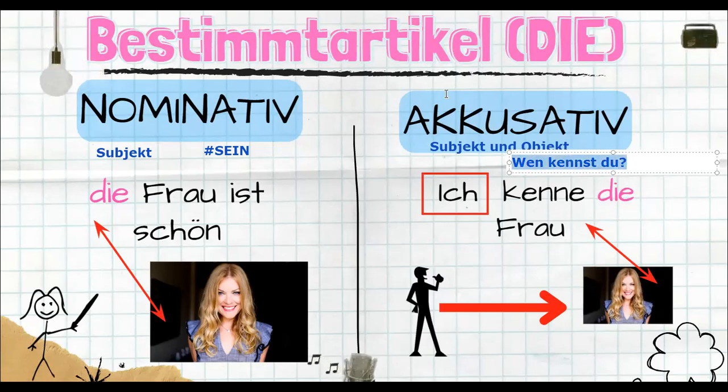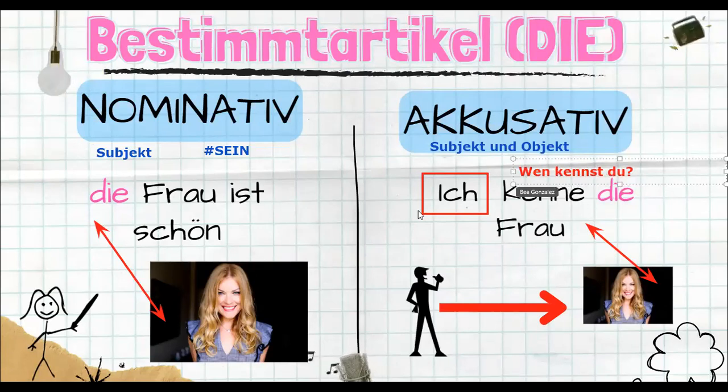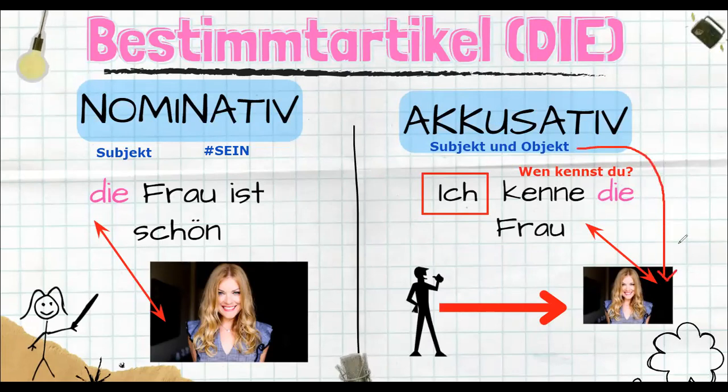That's the question, okay? We don't say "was" because she's a person, right? So, "Wen kennst du?" She's the object of the situation. I know the girl. So the girl is accusative. You see, it's the same pattern, right?